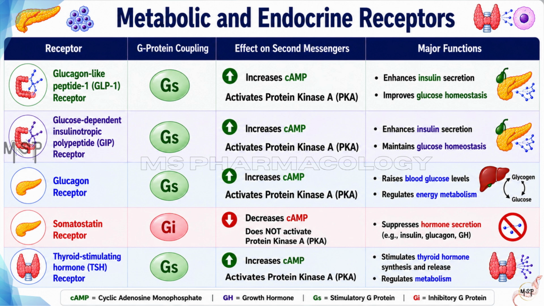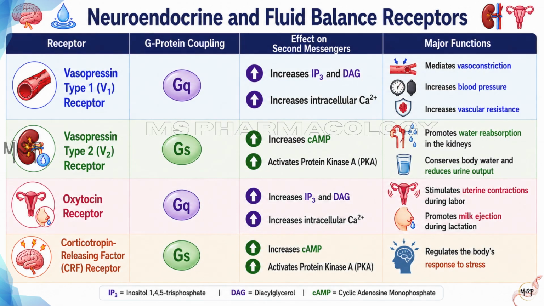Glucagon receptors are also GS-coupled, whereas somatostatin receptors are predominantly coupled to GI, suppressing hormone secretion. Thyroid-stimulating hormone receptors are mainly GS-coupled, stimulating thyroid hormone synthesis and release.